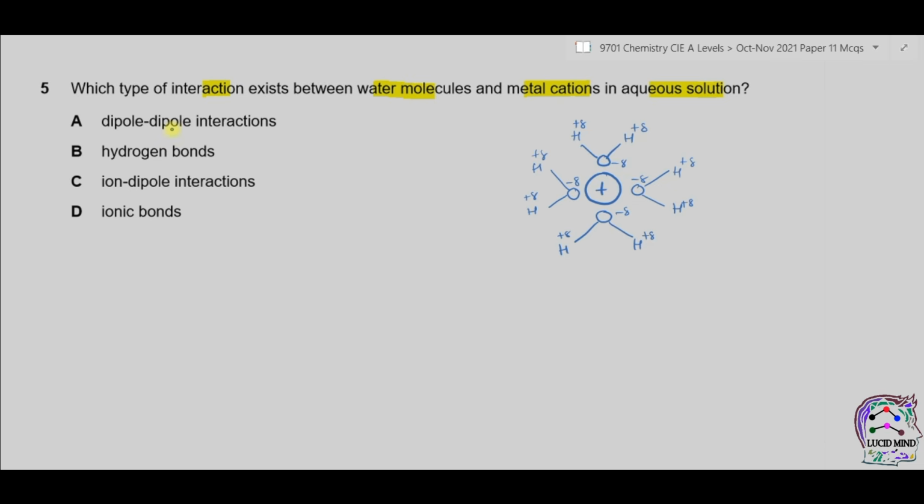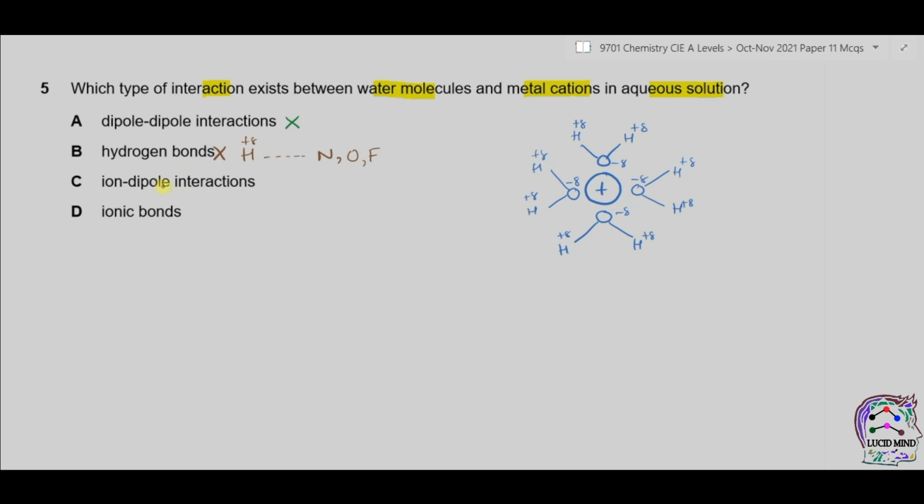First one is dipole-dipole interactions. As we can see, there is a dipole in water, but there is no dipole in the cation. Only a single charge is present, so this is incorrect. B is hydrogen bonds. Now hydrogen bonding takes place between partial positive hydrogen and an electronegative element like nitrogen, oxygen or fluorine. In this case we have a cation, so this is also incorrect.